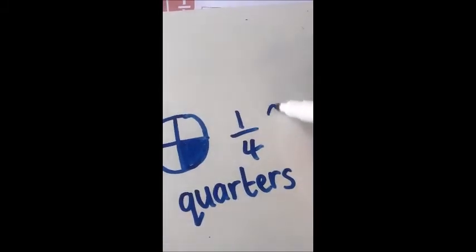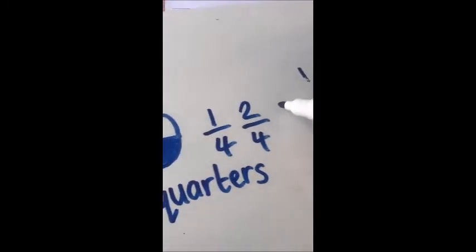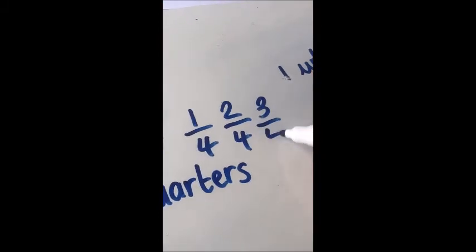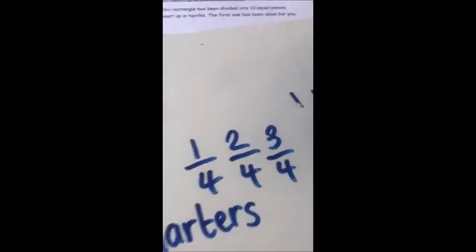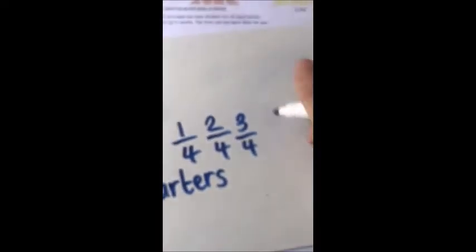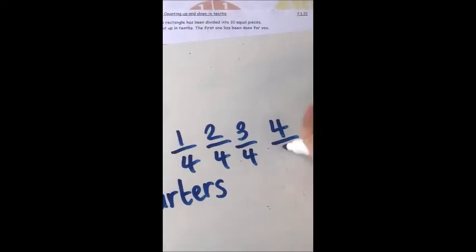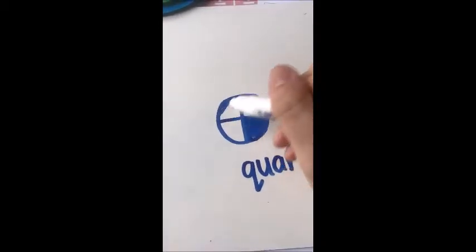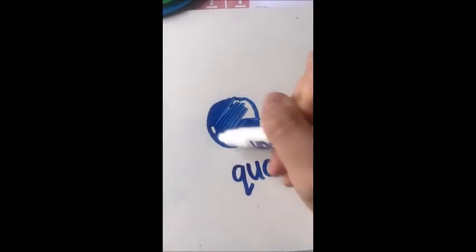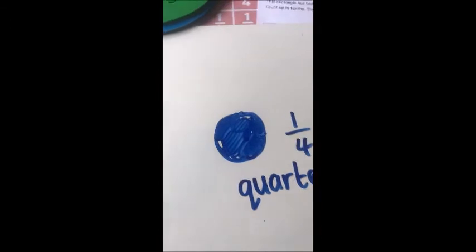If I had 2, it would be 2/4. If I had 3, it would be 3/4. And if I had all 4 quarters, it would be like this, look, 4/4, and I'd have 1 whole, okay? I'd have all of it, yeah.